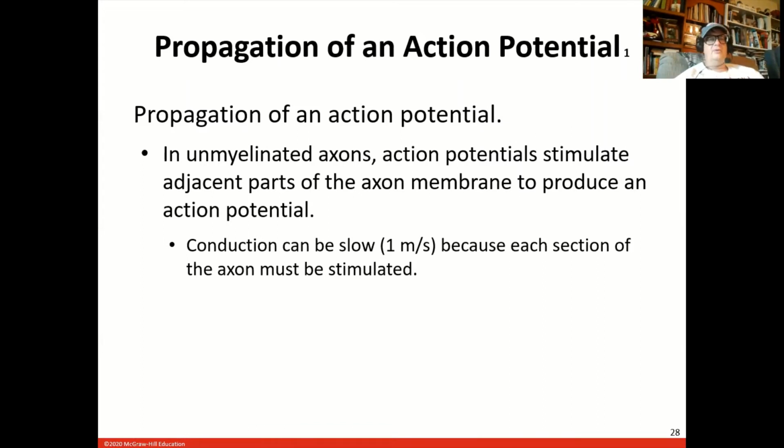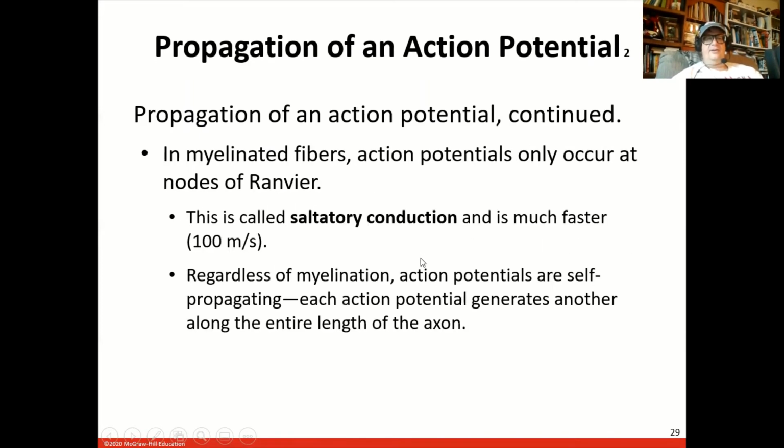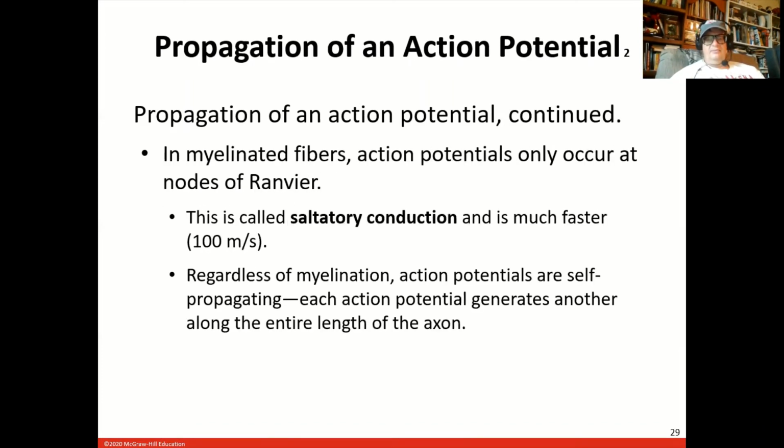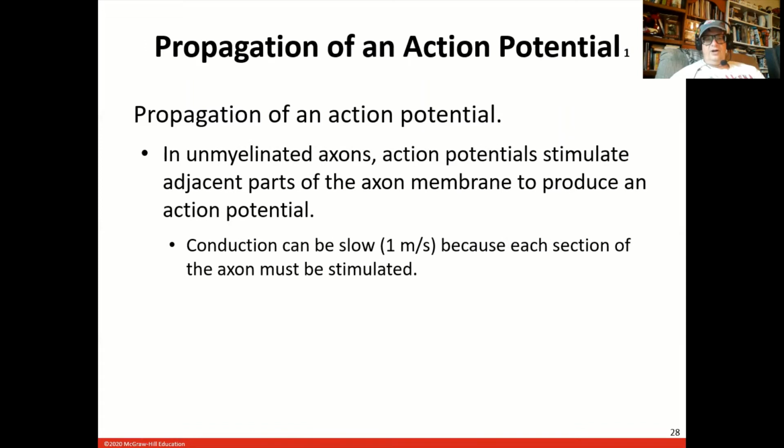So let's talk about the unmyelinated one without the Schwann cells. In unmyelinated, action potential stimulates adjacent parts of the neuron to make action potential. It can be slow because you have to get every part of that axon to do its thing. If it's myelinated, you're jumping between nodes of Ranvier. We call that saltatory conduction. It's way faster, like 10 times faster. Sorry, 100 times faster.